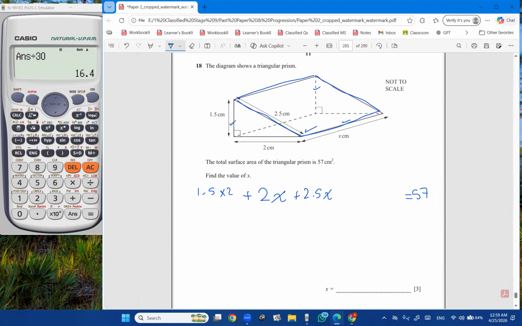All of this should give you what? Now I have the area of the two triangles and three rectangles, so I've got the 5 faces. They're telling you that if you add all of them up, they should give you 57. Now let's simplify. 1.5 times 2 gives you 3. Here, 2 plus 2.5 is 4.5, plus 1.5 gives you 6. So plus 6x equals 57. Solve the equation: 6x equals 57 minus 3, which gives you 54. So x is just 9.